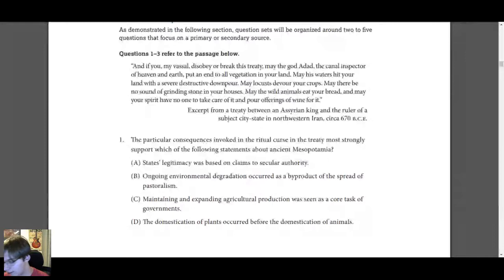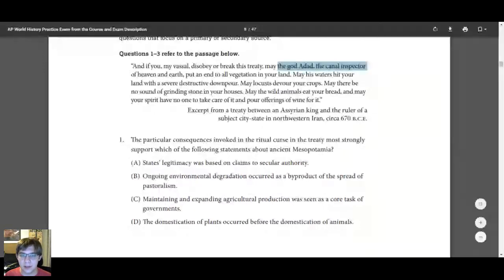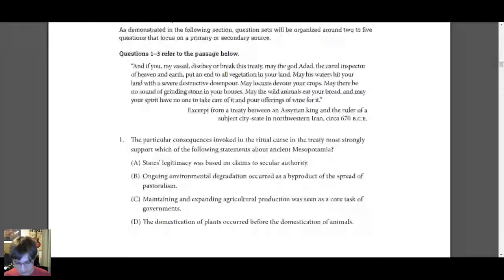So A, states' legitimacy was based on claims to secular authority. This is just false. Secular, in case you didn't know, is definitely a term you want to know for the exam. It means non-religious. If you look at the passage, they mention the god Adad, the canal inspector, putting an end to vegetation. You can see locusts devouring crops. You can see that it's religious, not non-religious. That's just one of those vocabulary things.